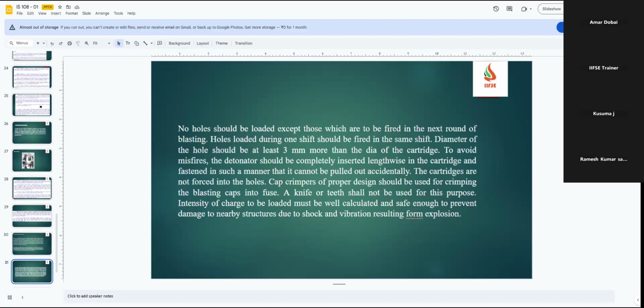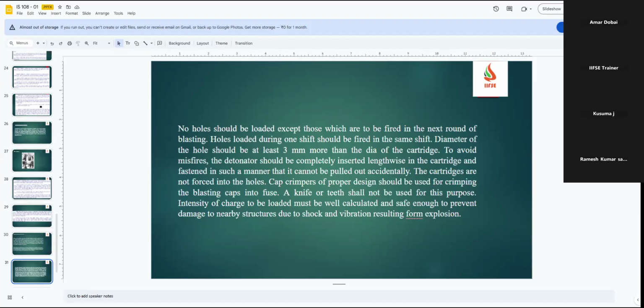To avoid misfires, the detonator should be completely inserted lengthwise in the cartridge and fastened in such a manner that it cannot be pulled out accidentally. So it has to be inserted. The cartridge will basically be a gel kind of material. Then these detonators will be inserted into that gel material. Then together they will blast. So the detonators we have to insert in such a way that sometimes accidentally it should not come out.